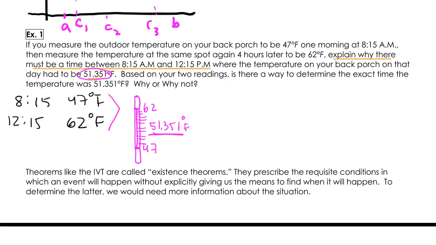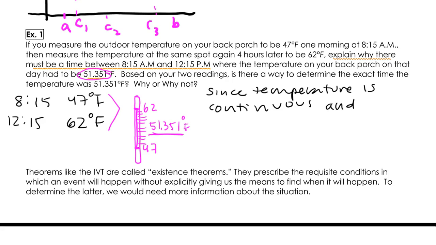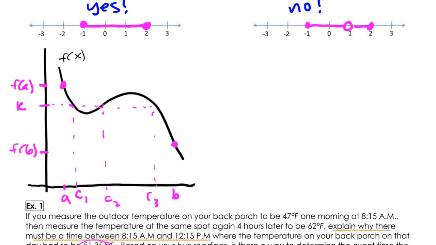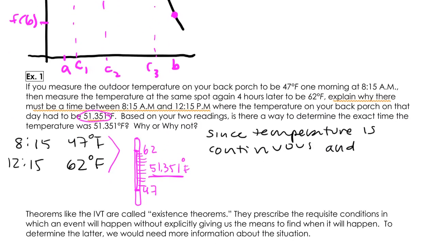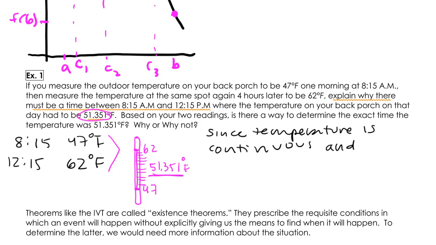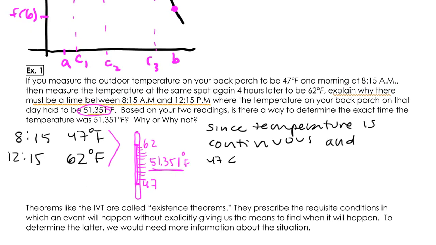It says in the first part, f is continuous. Do we have continuity? Well, they didn't really give us a function. This is more of an idea, but don't we know temperature is continuous? So we can say since temperature is continuous, and now what's the next condition? Go back up and look at your theorem. It says we need f to be continuous, and we need k to be between the two outputs. Well, what's our k right here? Our k is 51.351, and isn't that number between the other ones, which are 47 and 62?